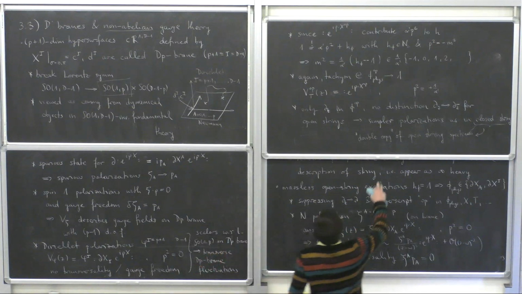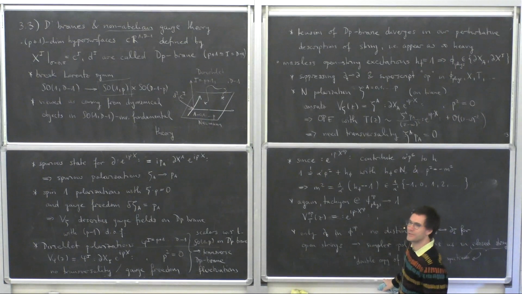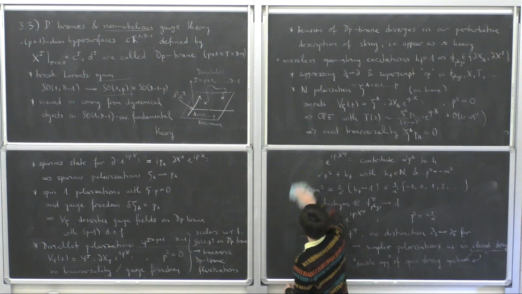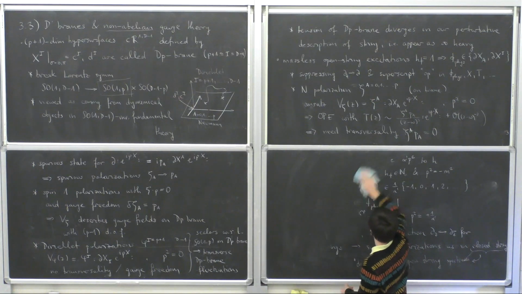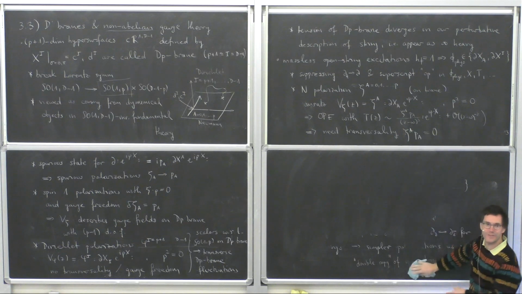Okay. Perhaps I should try to get to this point of recovering N equals 4 super Yang-Mills, or at least the scalar part of it. Or does anyone have a further question on this?